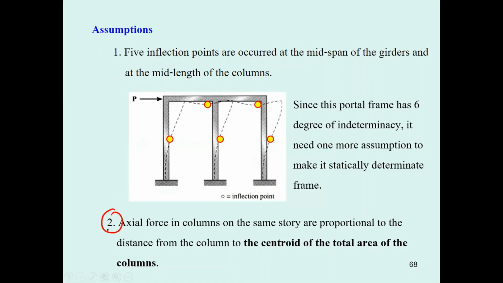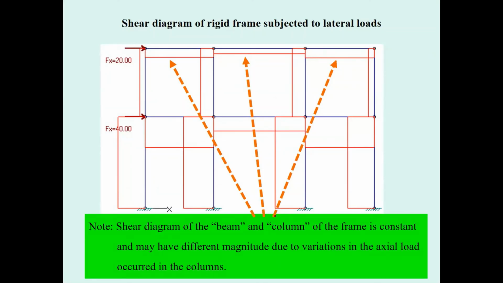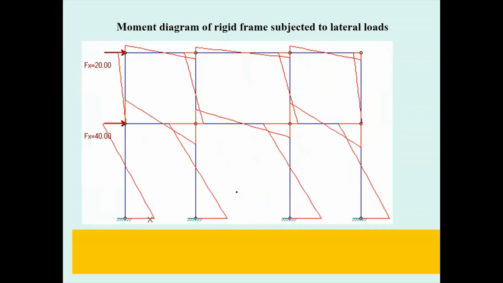Okay, you may stop the clip and read it. The magnitude of the axial force in the interior column will be proportional to the distance from the centroid. Okay, that is, you measure how far it is from the centroid of the section. And then the shear on the same level will be different. Unlike the previous one, the portal method, where all the shears are the same.